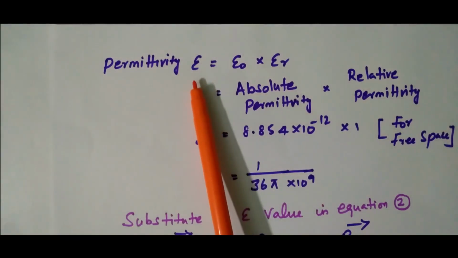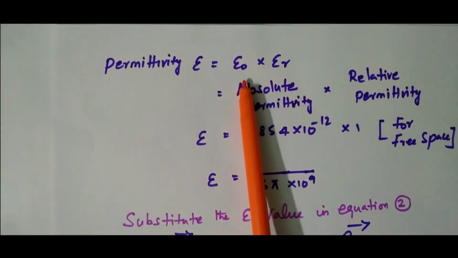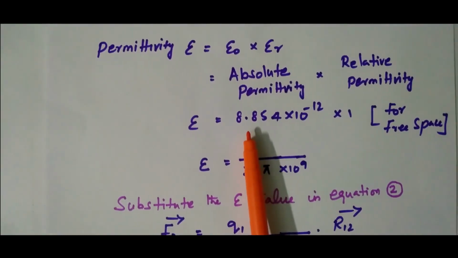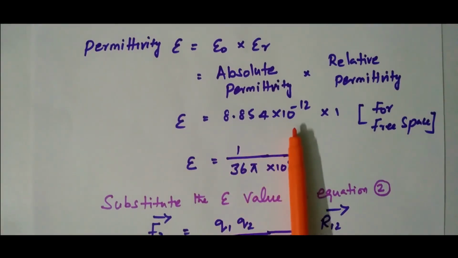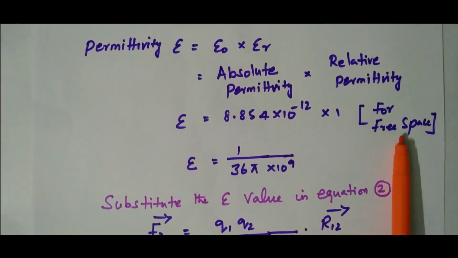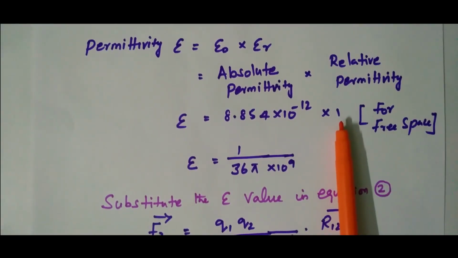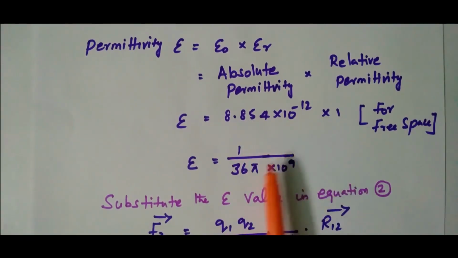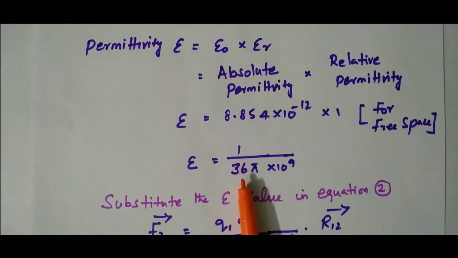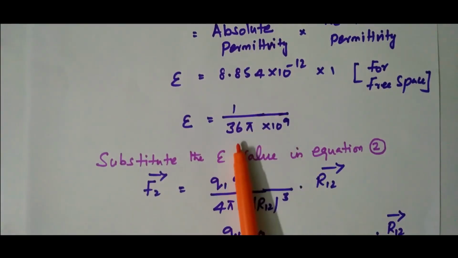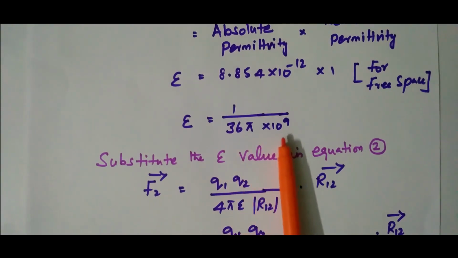The value of epsilon, permittivity, is epsilon naught into epsilon r. Epsilon naught is absolute permittivity, 8.854 into 10 to the power minus 12. Epsilon r is the relative permittivity based on the medium; we will take free space. For free space it will be 1, right? So 8.854 into 10 to the power minus 12 into 1. For simplification I can write it as 1 divided by 36 pi into 10 to the power 9. Both are the same; for simplification it is given in terms of pi.